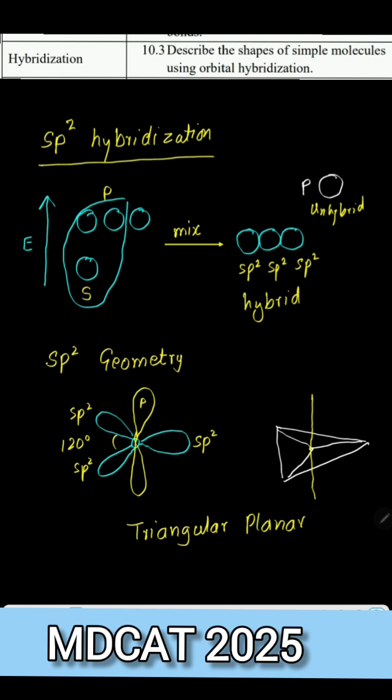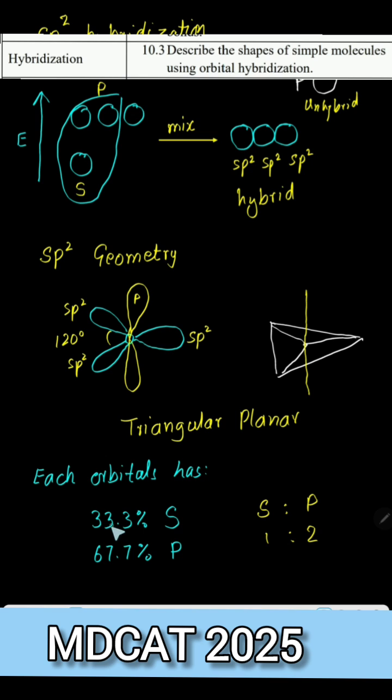So this is the geometry of sp2 orbitals, known as triangular planar geometry with an angle of 120 degrees. Each orbital has 33.3% s character and 66.7% p character because they combine in the ratio of 1 of s to 2 of p. So due to this ratio, they have these percent characters of s and p orbitals.